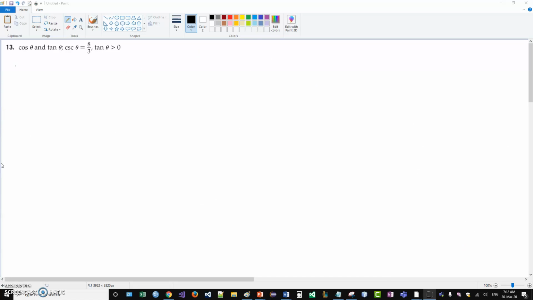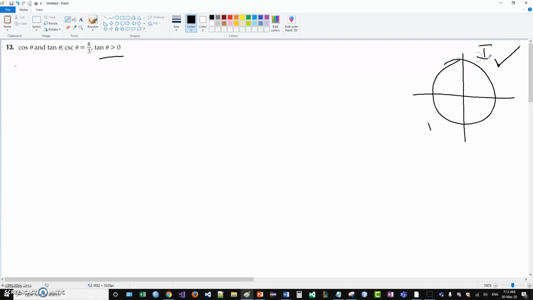Now moving on to number 13, we want to find cosine theta and tangent theta, given that cosecant theta equals 8 over 3 and tangent theta is positive. For these type of questions, we need to find which quadrant we're dealing with. Now we know the tangent is positive, so it's either here or here. And cosecant is 8 over 3, which is positive. That means the sine is positive, so it's definitely right here, because right here everything is positive. So this is quadrant number 1.